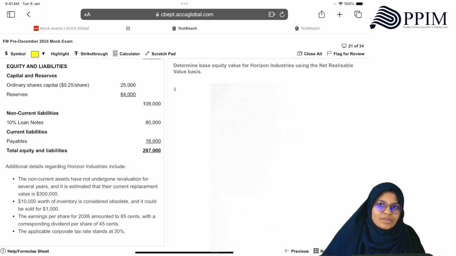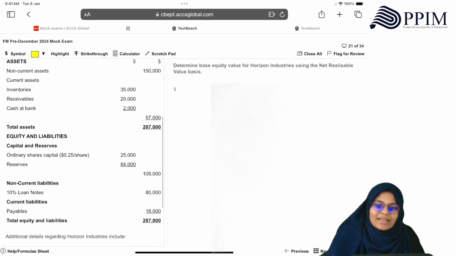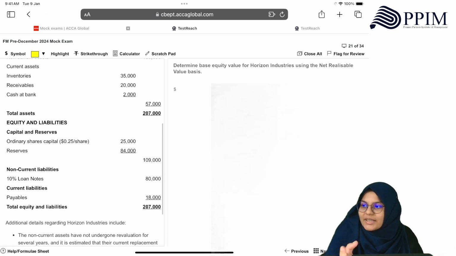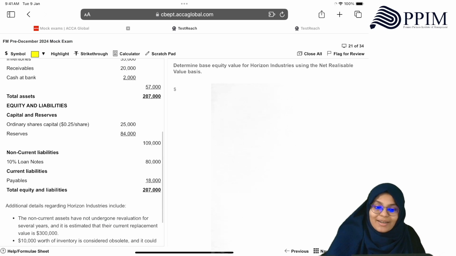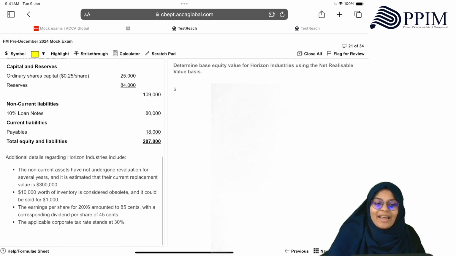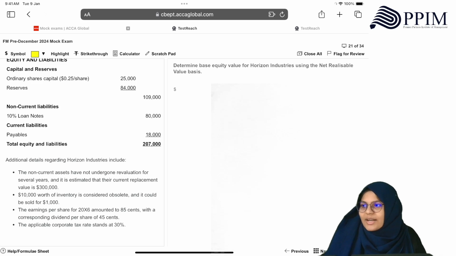Then they are saying $10,000 worth of inventory is considered obsolete and it could be sold for 1,000. So the inventory that we have currently is 35,000, but in that 10,000 is obsolete, meaning we can't use it. So we have inventory worth 25,000, but that obsolete inventory you can sell for a scrap value of $1,000. So that is an option that we have. So we have to make an adjustment for that inventory figure. Then they are saying the earnings per share amounted to 85 cents with a corresponding dividend per share of 45 cents, and the corp tax rate is 30%.